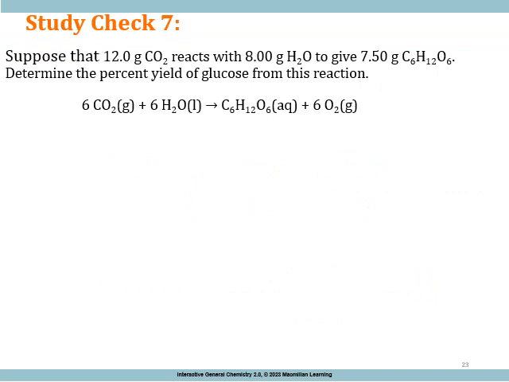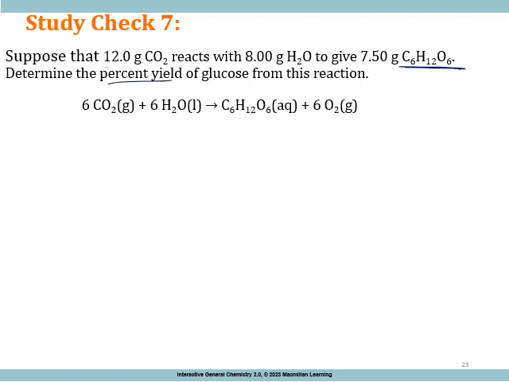The last type of question you can get from this concept is basically combining everything together. Okay, so we'll try to do this a little faster. Suppose that 12 grams of CO2 react with 8 grams of water to give 7.5 grams of C6H12O6. Determine the percent yield of glucose from this reaction. This, by the way, is glucose, C6H12O6.